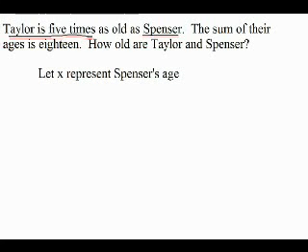The next question we have to ask ourselves is, if we knew what Spencer's age was, what would be the easiest way to calculate Taylor's age? And I would say the easiest way here is to use this statement. We're told that Taylor is 5 times as old as Spencer. So what that means is, if we knew what Spencer's age was, we would multiply it by 5 to calculate Taylor's age. Well, we don't know what Spencer's age is, but we have called it x. So to calculate Taylor's age, we would multiply Spencer's age times 5. Therefore, Taylor's age must be 5 times Spencer's age, so Taylor's age is 5x.